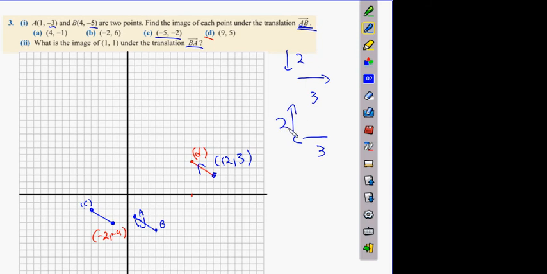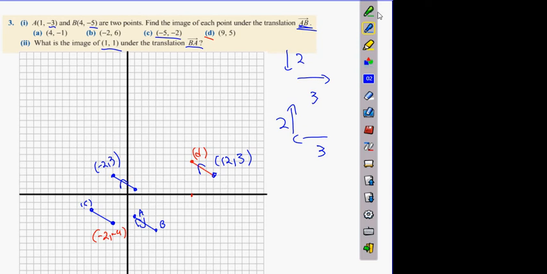So find out where (1, 1) is. (1, 1) is located here. And it wants us to go left 3, up 2, which will lead us to here. What is it? (-2, 3). (-2, 3) is correct. So there we have it there. Alright, and that's how you do this question here. It's not that bad, is it?